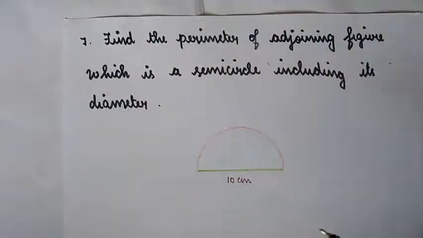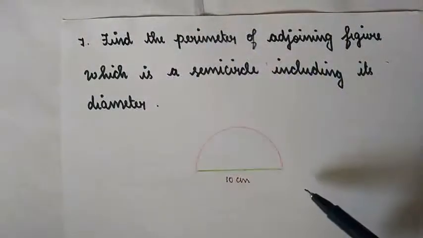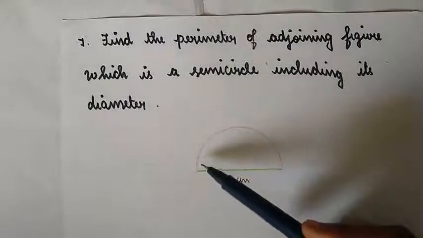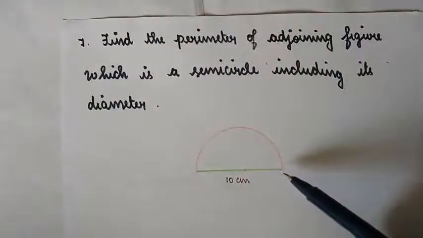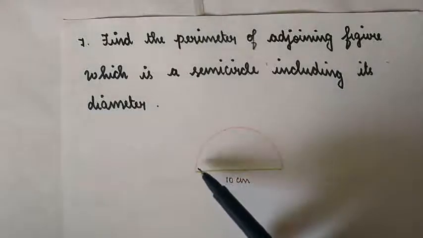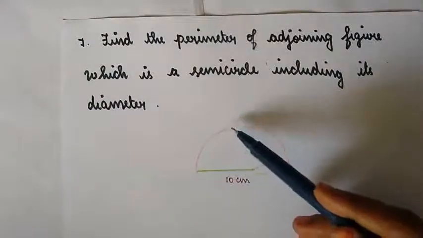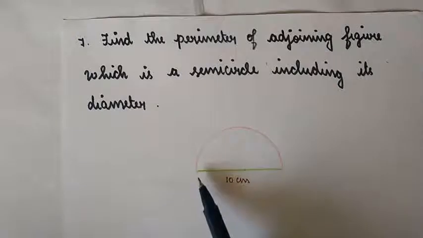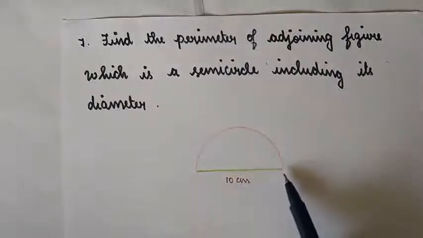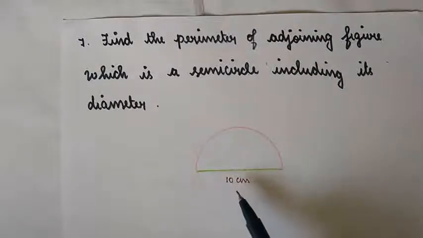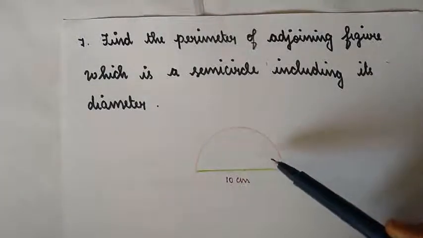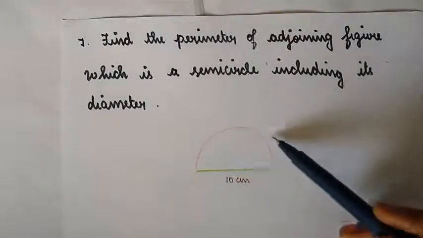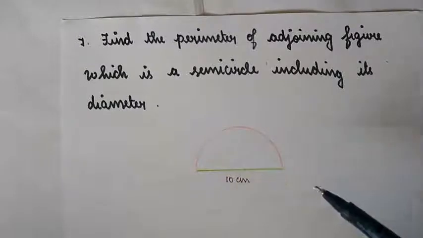So in this sum we have to find the perimeter of the given figure. Here this is a semicircle. Semicircle means half of the circle. First we have to find the boundary of the semicircle, that is nothing but the circumference of the semicircle. Then already we know the length of the diameter. The diameter of the semicircle is 10 centimeter. After that we have to find the total perimeter. So we have to add the circumference of the semicircle and the length of the diameter.